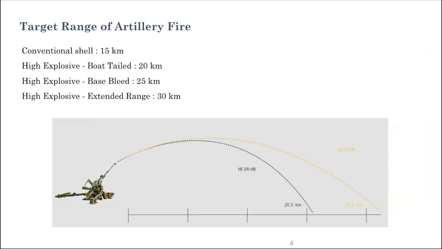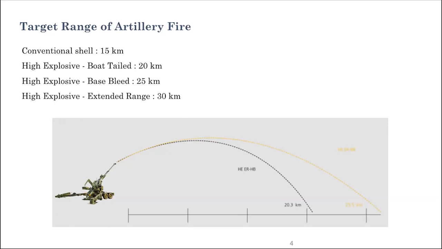Conventional shells could fire only about 15 kilometers, whereas the modern shells in use today are of three types. HEBT, boat-tailed, have a different shape and can go up to 20 kilometers. Then high explosive base bleed shells have an outgassing system placed at the backside, which reduces the drag and vortices. Due to reduction of vortices, it reduces the drag and hence increases the range, so it can go up to 25 kilometers. With some extended range variants, we can go up to 30 kilometers. But our target is to go up to 60 kilometers using our ramjet engines.